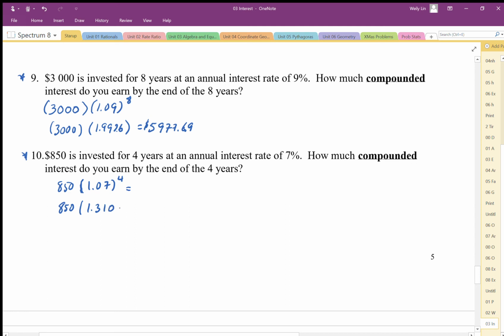I'm going to round that to 8. We don't really need to carry this many decimals, but we're just going to do that for the sake of accuracy. So we're going to get $1,114, and we'll round that to 18 cents. Okay, so the interest that we earned on this is somewhere around, it looks like $264.